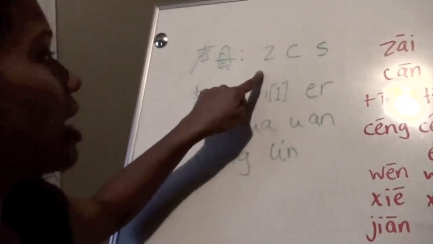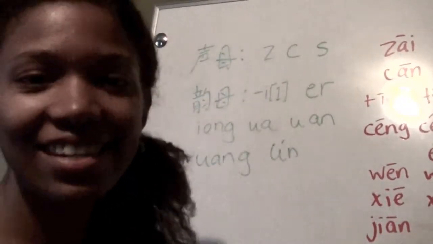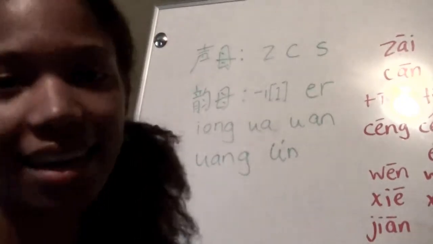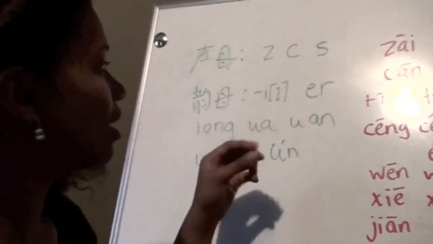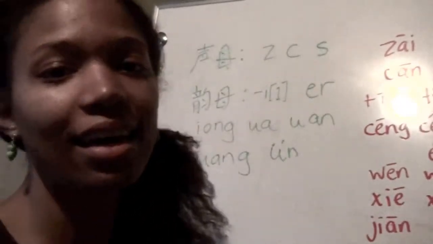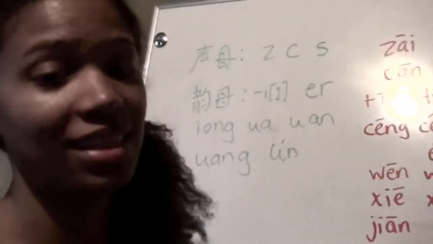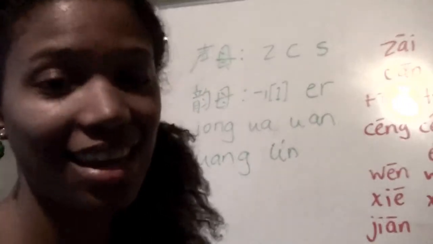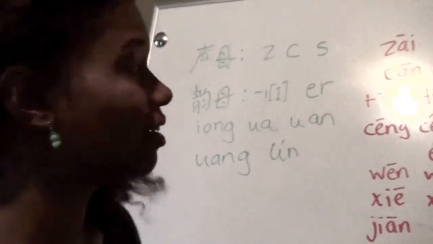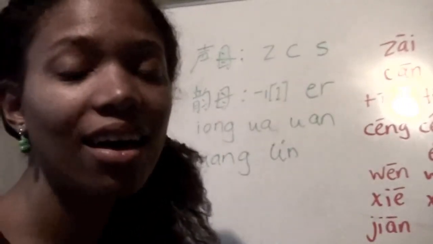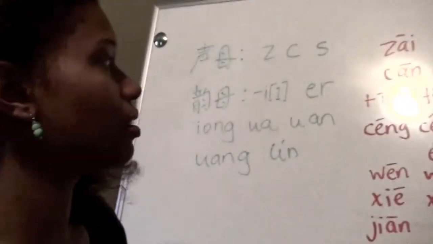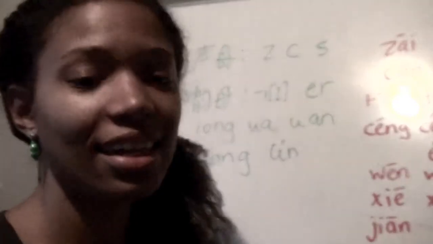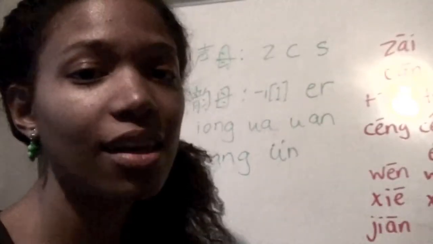for example, z is a z-d sound, like z. And c is like a ts sound, as in cats, c. So you want to make sure you distinguish those two sounds. And s is just like in English, s.